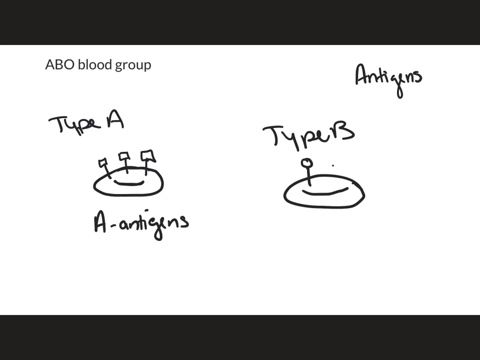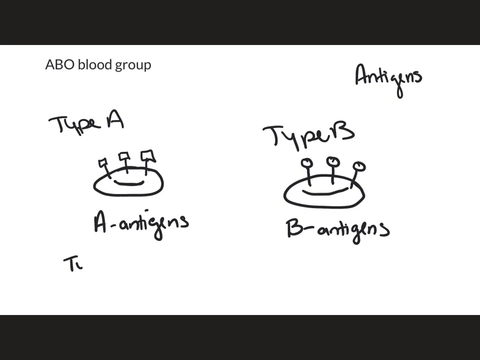Okay, obviously these antigens don't look like circles or squares. I'm just drawing them different so that you can determine one from the other, okay? So a type B person, their blood type is known as type B because on the surface of their red blood cells, you see B antigens, all right?